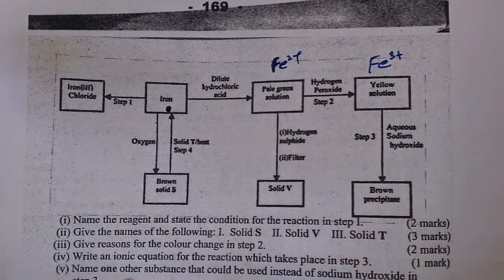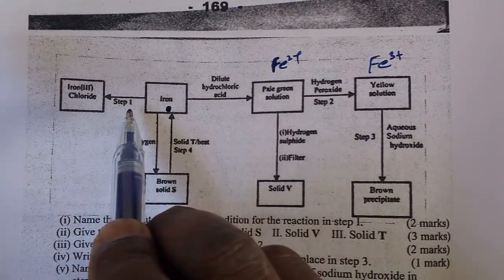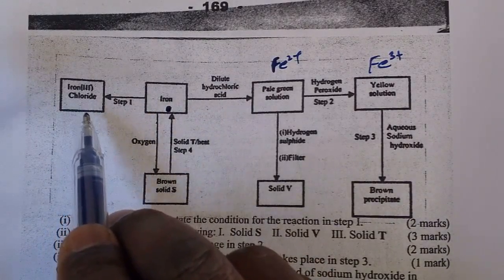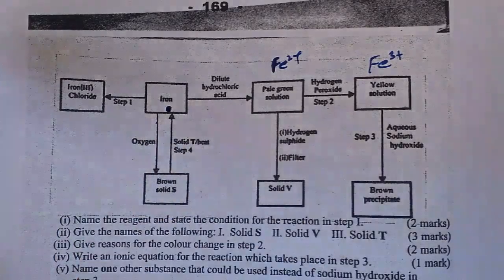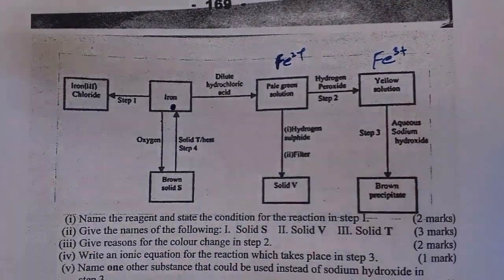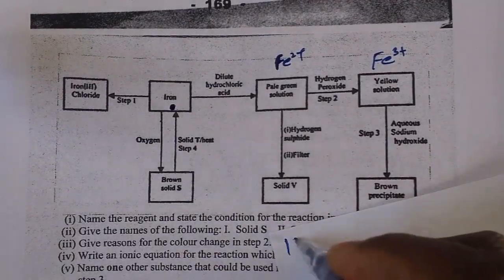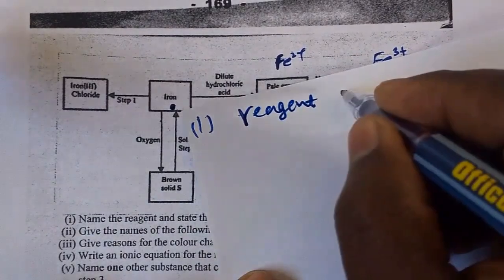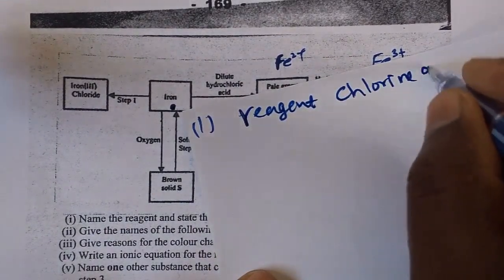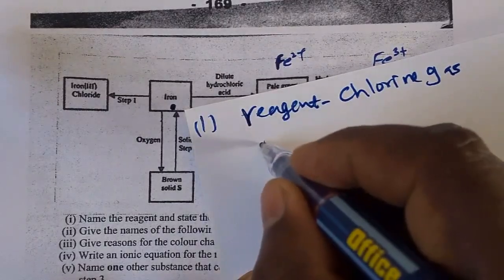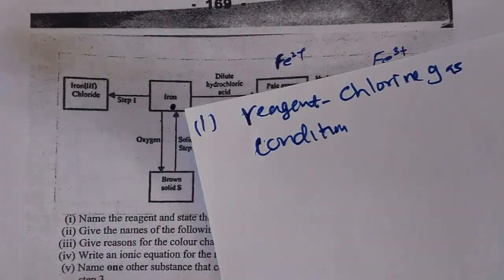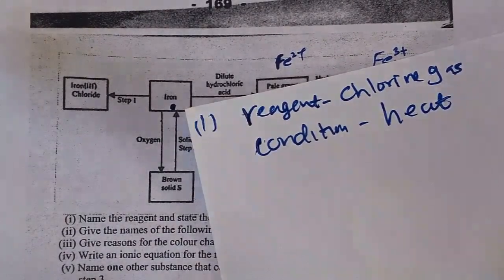Name the reagent and state the conditions for step 1. This is step 1. So in step 1, we need chlorine to react with iron to form iron 3 chloride. Then we need heat. So the condition is heat. Roman 1, the reagent is chlorine gas. The condition is heat. You need to heat.